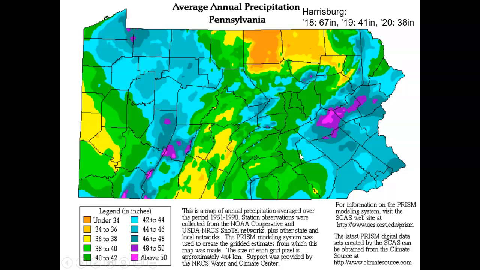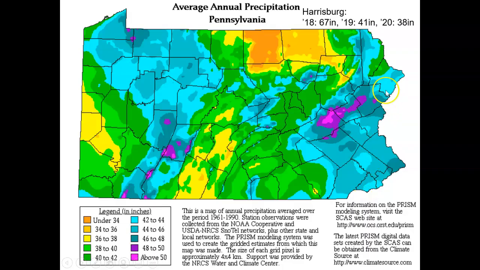So here is a figure showing Pennsylvania. This is the annual average precipitation in Pennsylvania. So right now, where am I? One of these guys here in central Pennsylvania. And you see we annually get around 40 inches of rain per year.